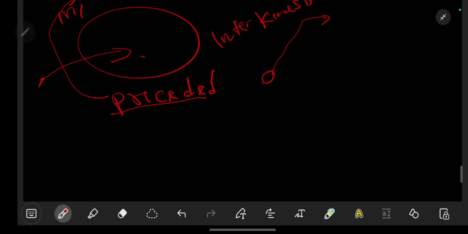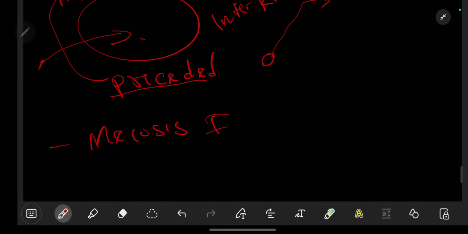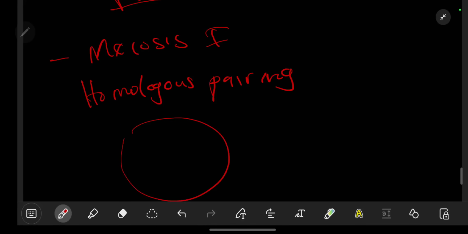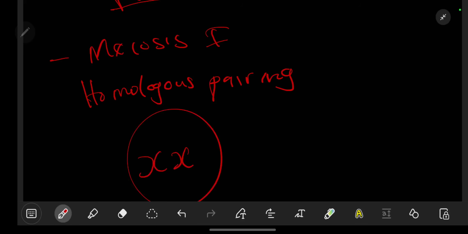The other thing that is different is that under meiosis 1, we have what we call homologous pairing. So there is the pairing of homologous chromosomes. Homologous chromosomes might be like this, so they might be paired like that.